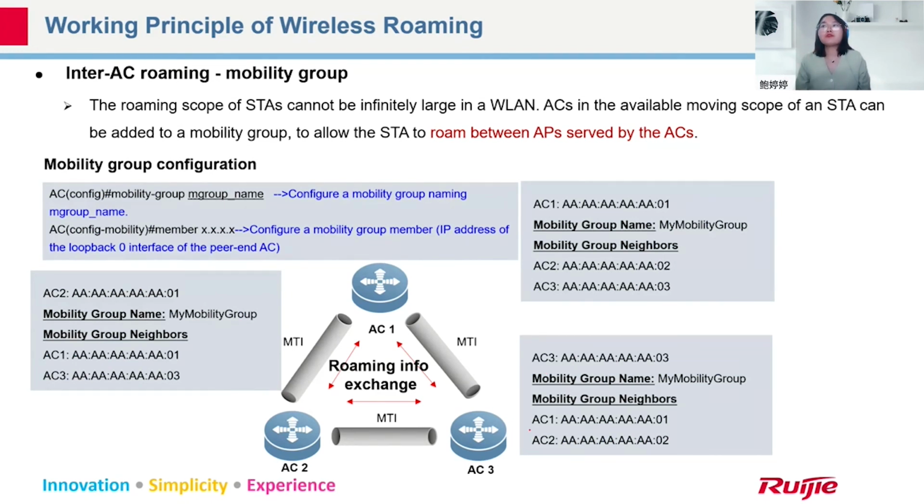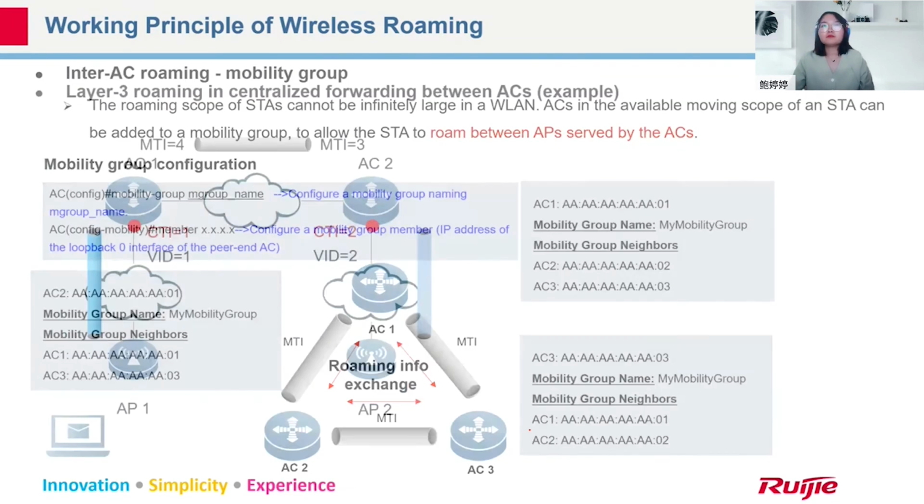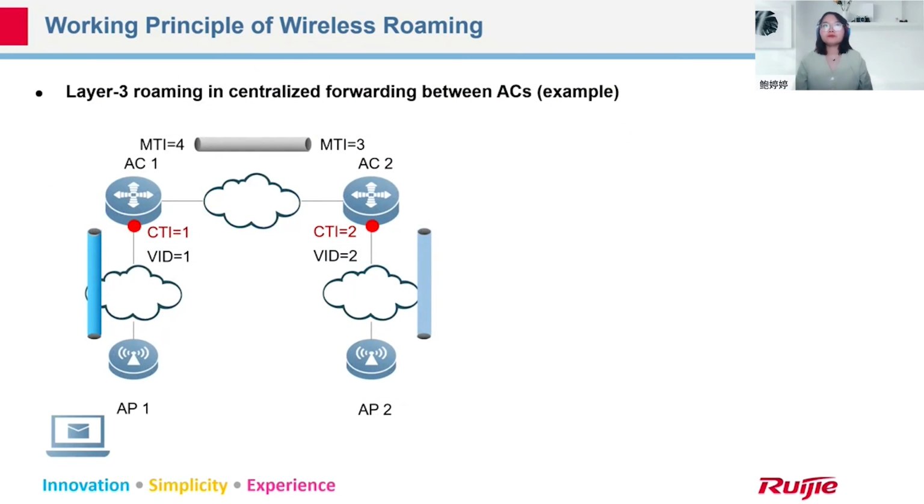Then we will have the relationship of the MTI value and also the CTI. This can help us follow the traffic in inter-AC roaming. Here is an example. If there is layer 3 roaming in centralized forwarding between ACs, we will have AP1 and AP2 connected with different ACs. Between AC1 and AC2, we establish the roaming tunnel using the MTI values, MTI 4 and MTI 3.